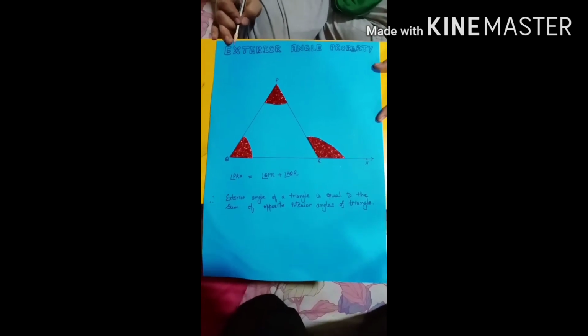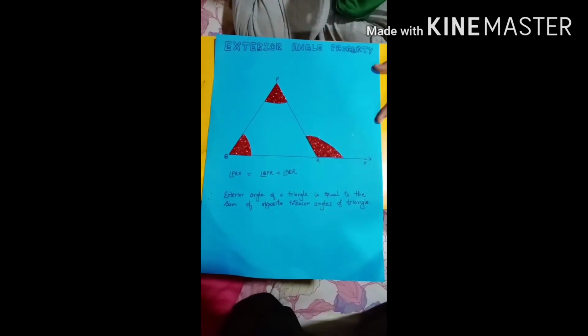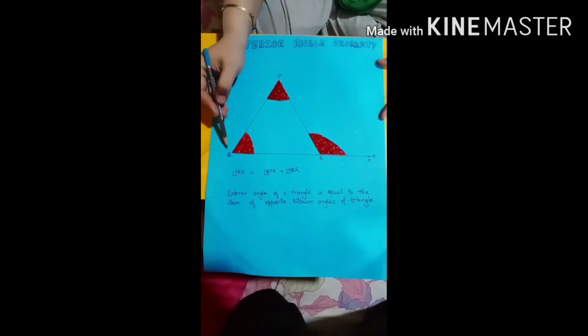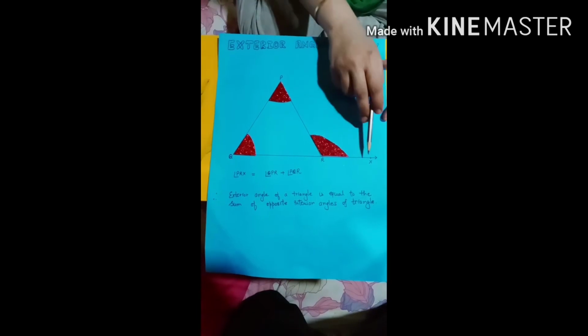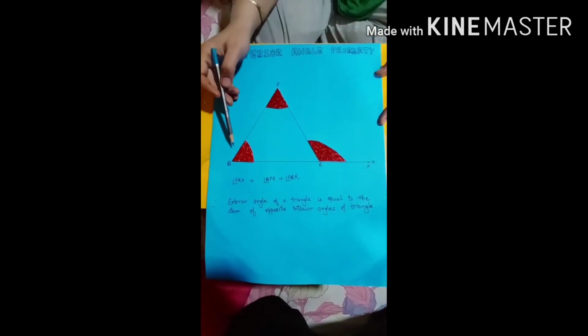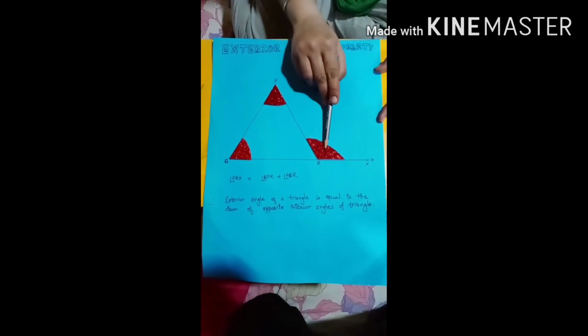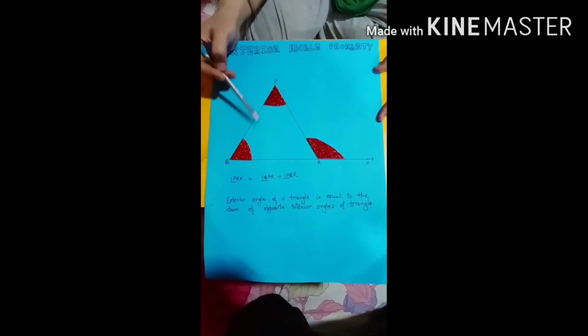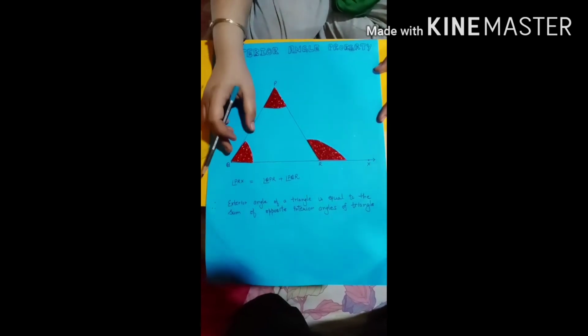We are going to verify the exterior angle property. I have a triangle PQR in which PRX is an exterior angle. I have to verify that this exterior angle is equal to the sum of the opposite interior angles. How can I do that?